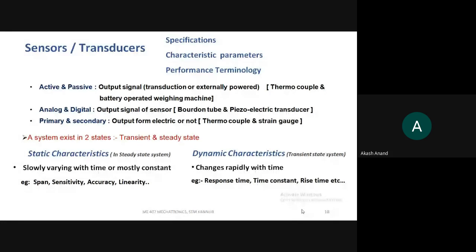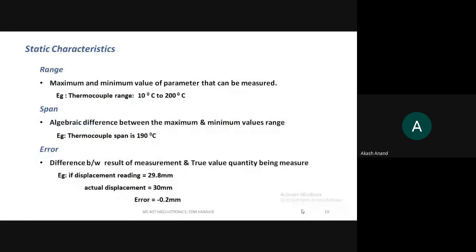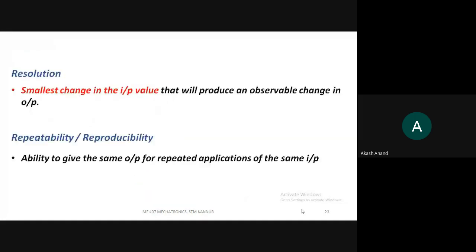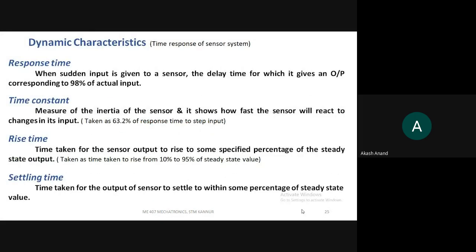We've seen many examples. For static characteristics, examples are range, span, error, accuracy, precision, sensitivity, and so on. And as examples for dynamic characteristics, the response time, time constant, rise time, settling time, etc. were the examples for dynamic characteristics of the sensor.